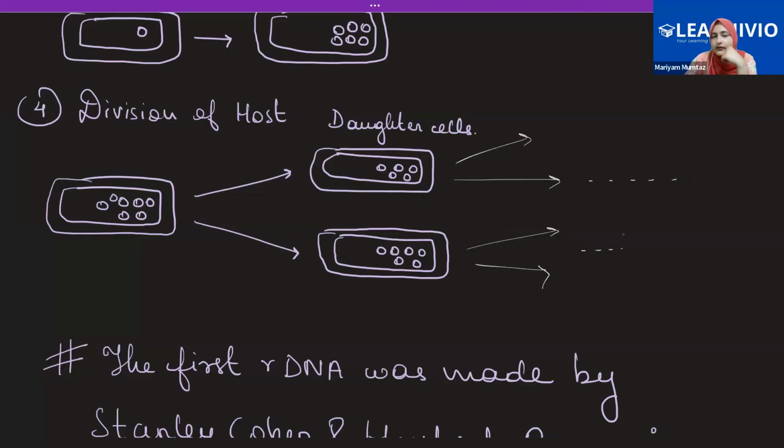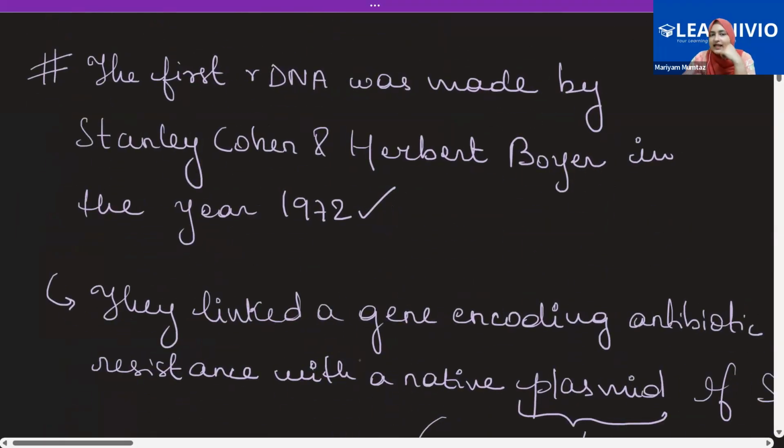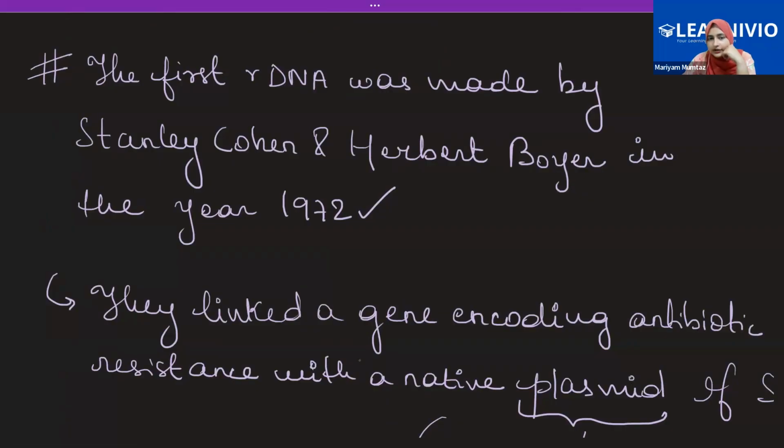Now, the first recombinant DNA was made by Stanley Cohen and Herbert Boyer in the year 1972. So it's not a very old technique. It's very new, fresh in the market. 1972 is not that far away, right? So this is when it was made.